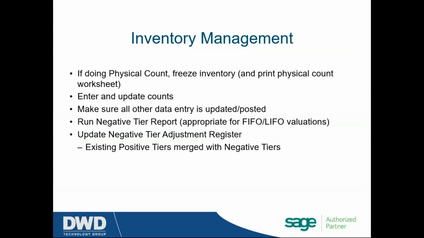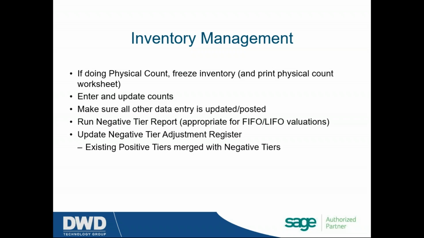I'm going to recommend very highly that on a monthly basis, actually, you run that negative tier report if you have FIFO valuations. That will show you any tiers that have gone negative. And if you have any positive tiers, it will merge those together into a single tier and get rid of those negative tiers. This is a report I recommend that you run on a monthly basis, even if you're not doing a physical count monthly. Run that negative tier report, get those things cleaned up, again, on a monthly basis.